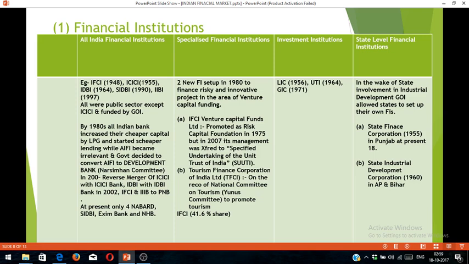Only two state financial institutions were set up. First is your State Finance Corporation, set up in 1955 in Punjab. At present, a total of 18 offices of the State Finance Corporation are working all over India. And second, they set up the State Industrial Development Corporation, which was set up in 1960 in Andhra Pradesh and Bihar. So these are all the financial institutions which are working in the capital market.